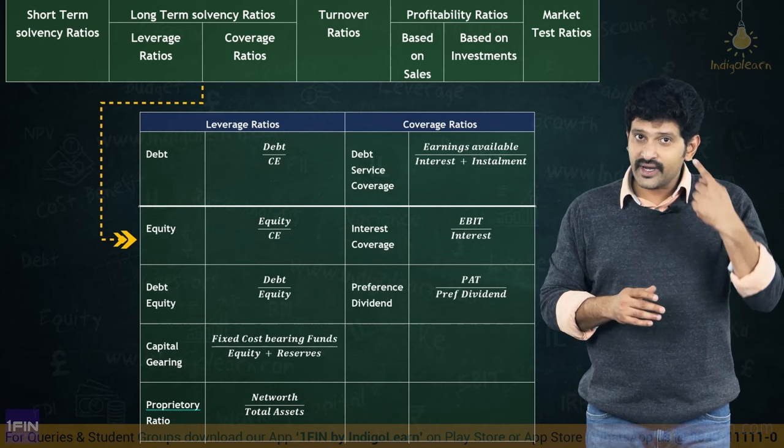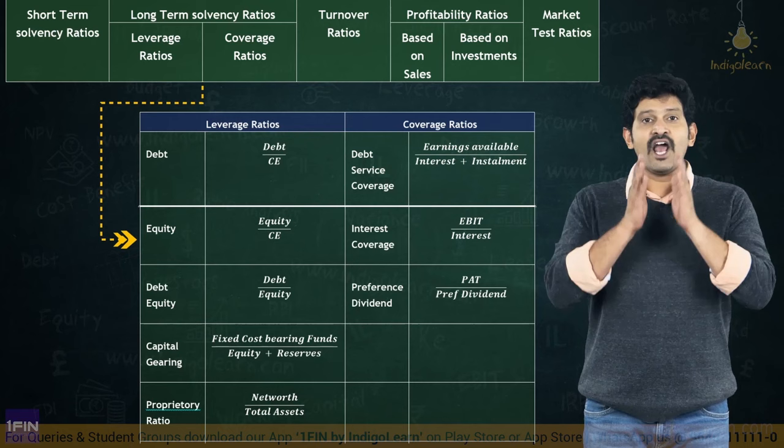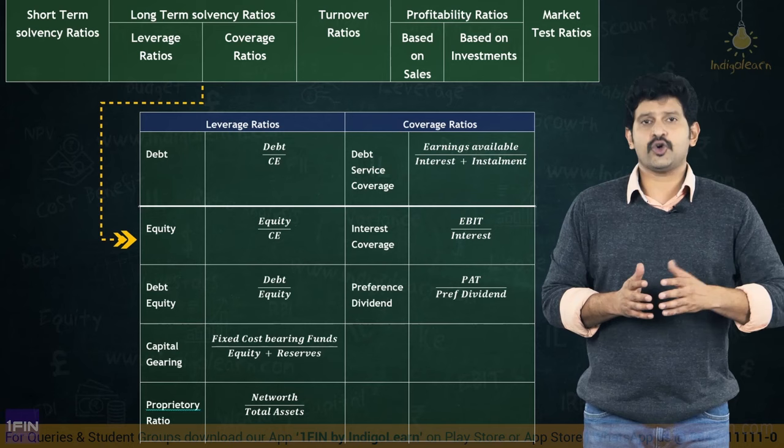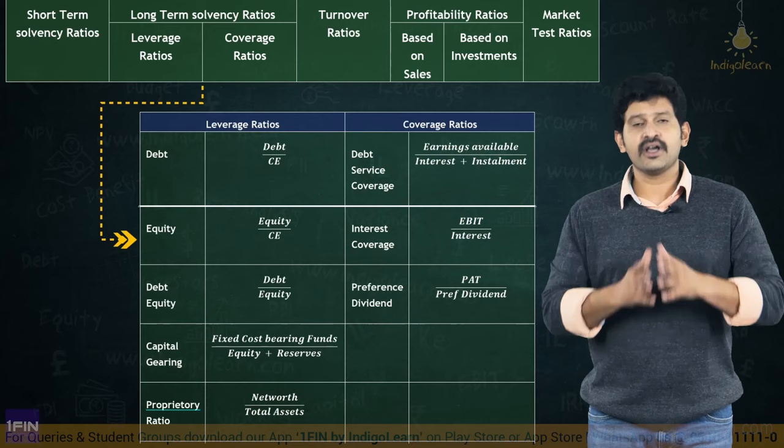Next we saw capital gearing ratio, which is fixed cost bearing funds divided by non-fixed cost bearing funds, that is long term debt plus preference share capital divided by equity. Then the proprietary ratio or owner's ratio or net worth ratio, that is net worth by total assets. Net worth, owner's fund, shareholder's fund, proprietary fund, equity, all mean the same.